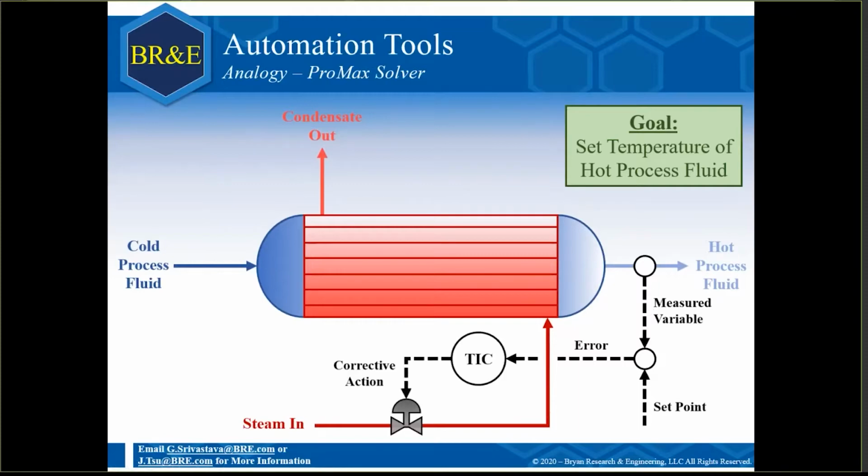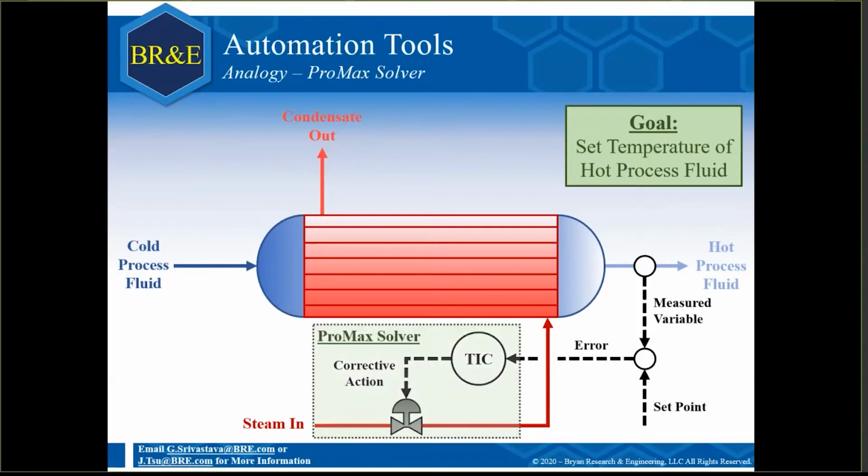And then a PI controller takes this error to figure out what kind of corrective action to do. It then creates some corrective action in the steam flow rate. And this corrective action will in turn affect the process fluid's temperature, generating a new error. And this loop continues on until your error is 0.